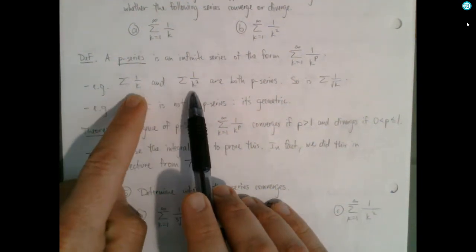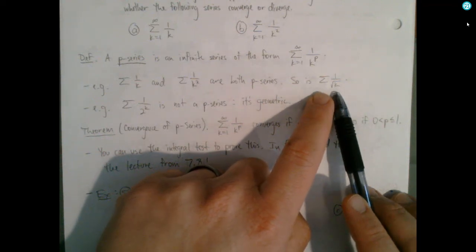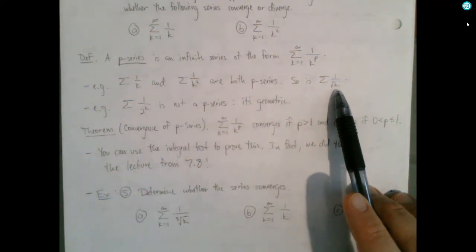So yeah, both of these series are examples of p-series, but so would something like 1 over the square root of k, because you can rewrite that as 1 over k to the 1/2 power, so p would just be 1/2 in that case, right? So this is also a p-series.